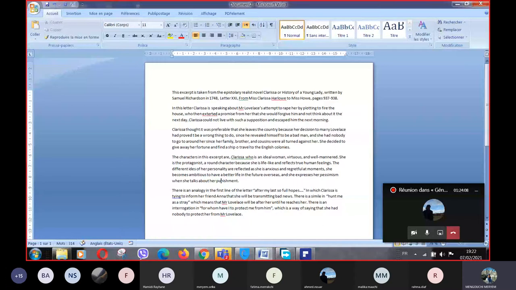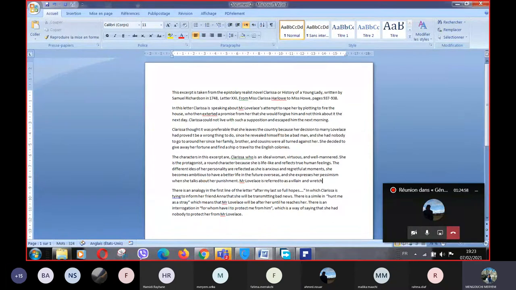Let's speak about the other characters. Mr. Lovelace is also mentioned in the excerpt. So Mr. Lovelace is referred to as what? She used many words to refer to him as a villain. She uses the words villain and wretch to refer to him. He is the antagonist.